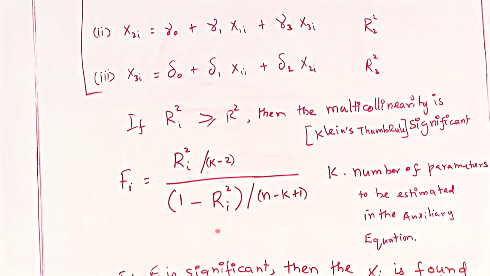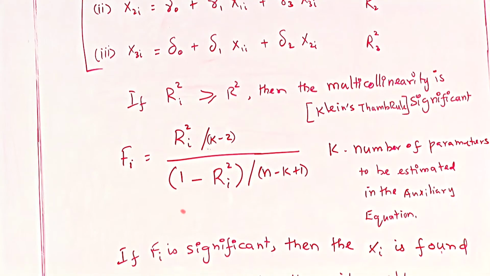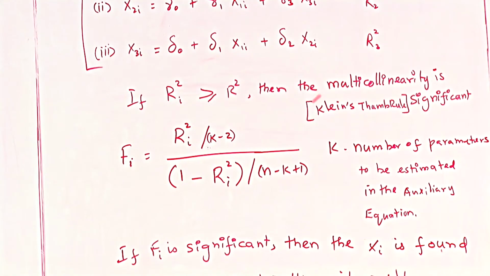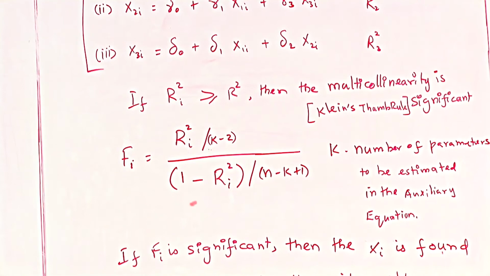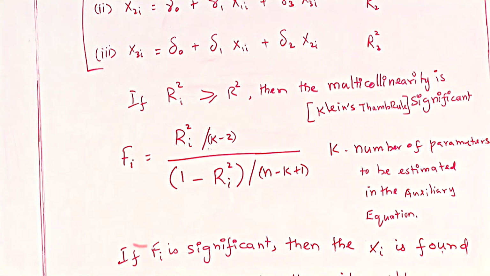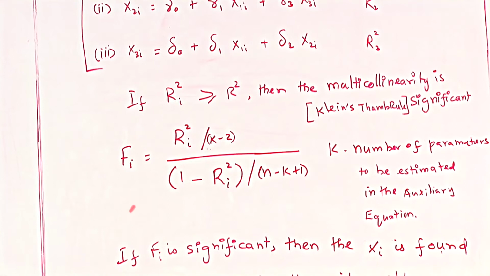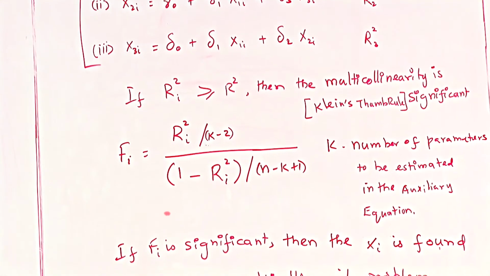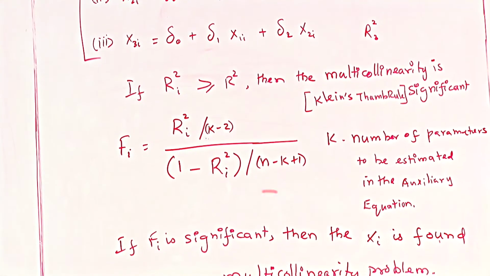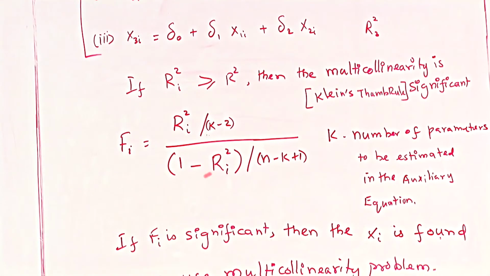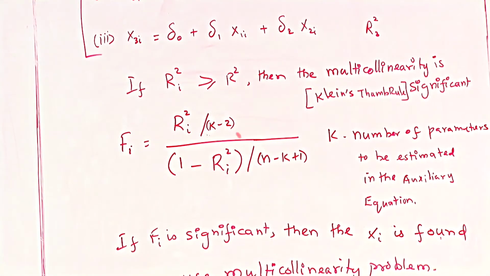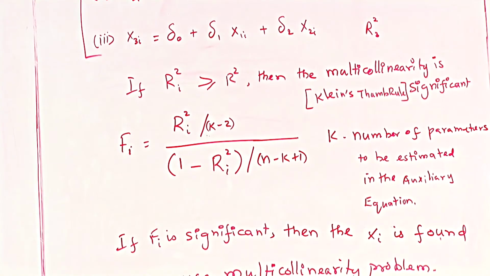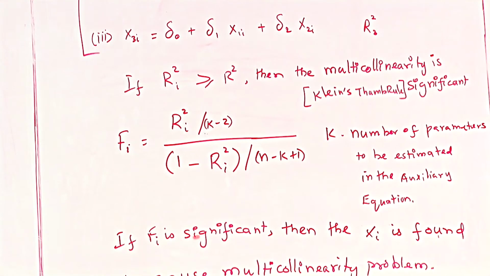There is another way, which is called the Farrar-Glauber test. From each of the r square values we can find the F ratios. This is a statistical test, and so this will give you a very precise answer to the problem. F values for each of the auxiliary regressions are found.